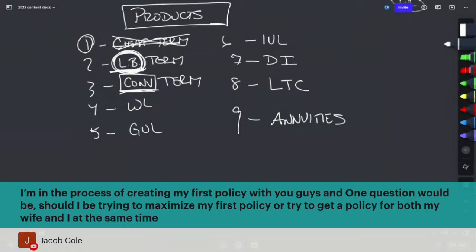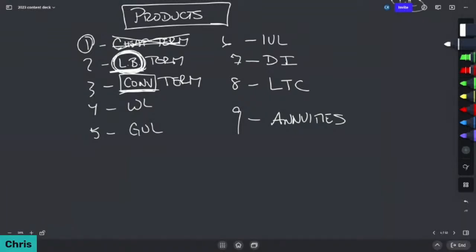One question would be, should I be trying to maximize my first policy or get a policy for both your wife and you at the same time? That is a very common question. So what I would say is this.